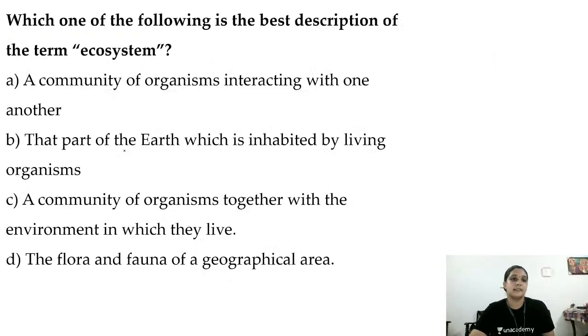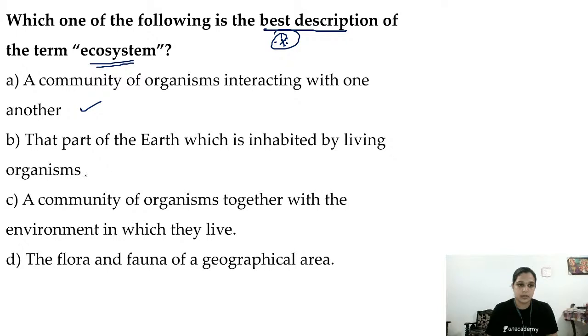Okay? Yes. Which one of the following is the best description of an ecosystem? See, we are asking for the best description. Important point. A community of organisms interacting with one another. That part of Earth which is inhabited by living organisms. A community of organisms together with the environment in which they live. The flora and fauna of a geographical area.